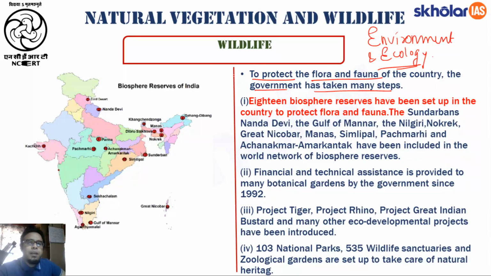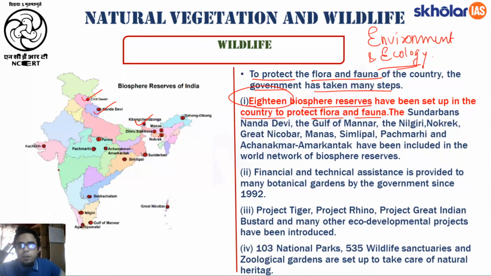For example, we have the concept of biosphere reserves. In India, we have in total 18 biosphere reserves, which have been set up in the country to protect the flora and fauna. Like for example, we have the cold deserts of Uttarakhand, then the cold desert of Himachal, then Nanda Devi in Uttarakhand, then the Kanchenjunga, which is in the state of Sikkim.